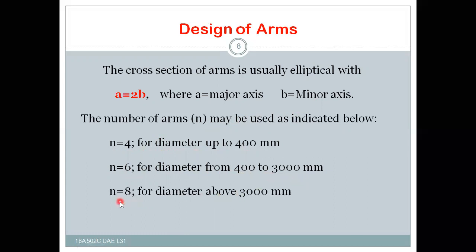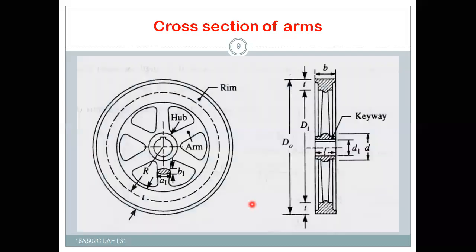And similarly, the number of arms n is equal to 8 for diameters above 3000 millimeters, that is, 3 meters and above. In such cases only we are going to use 8 arms. So this we must remember. Now the cross section of arms.